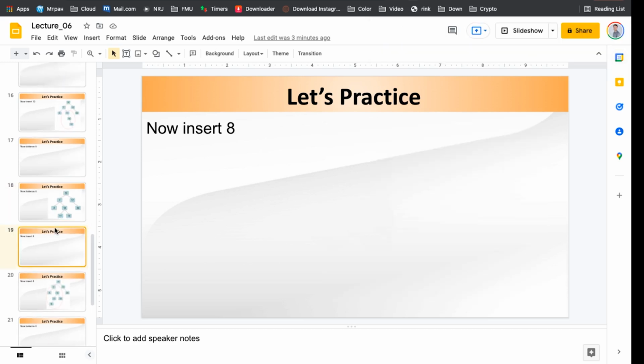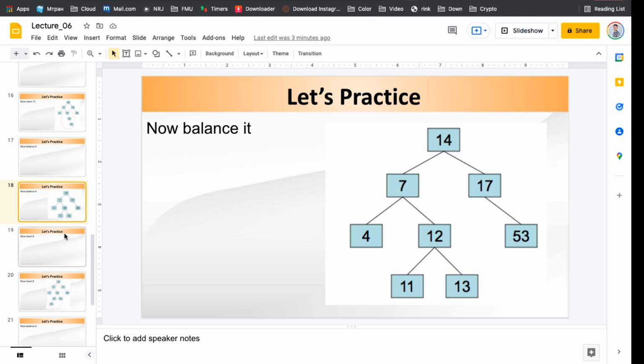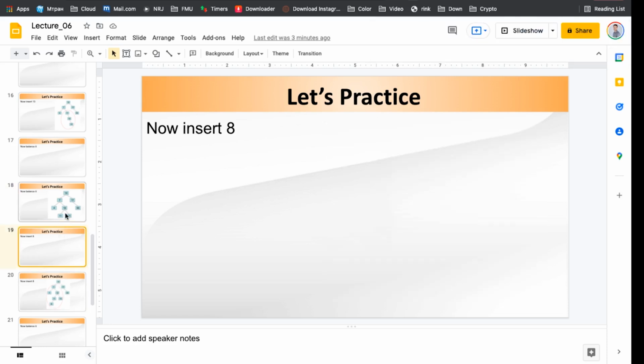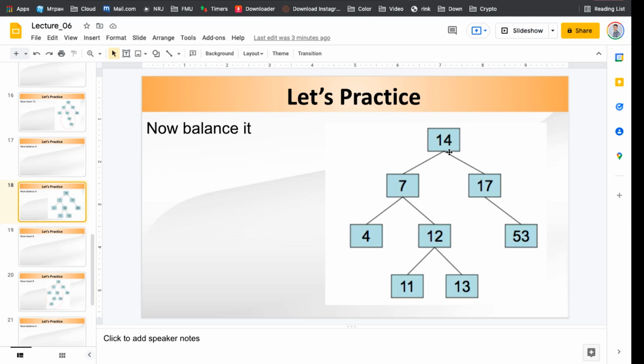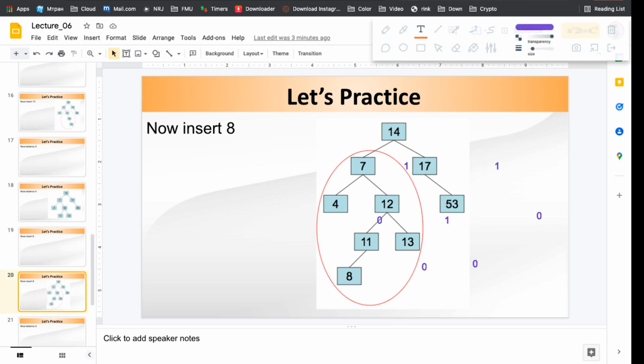Okay. Now insert 8. Again, for this one, we have it balanced. Everything is fine. Now we're going to insert 8. Where is 8 going to go? Over here. So 8 is going to become the left subtree of 11. Like this. And that breaks everything. So now we're going to have to balance it most likely.